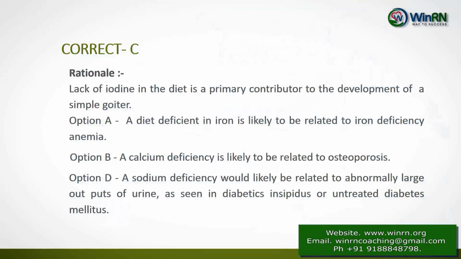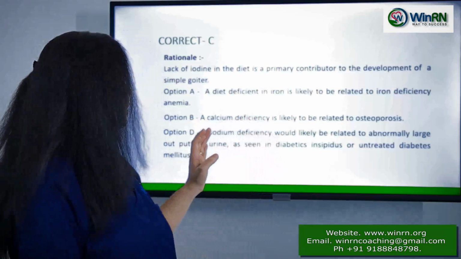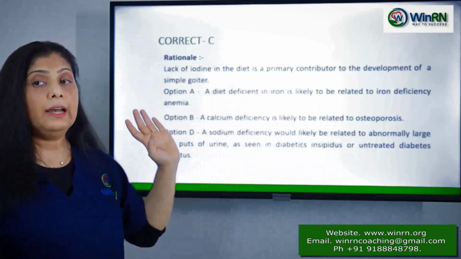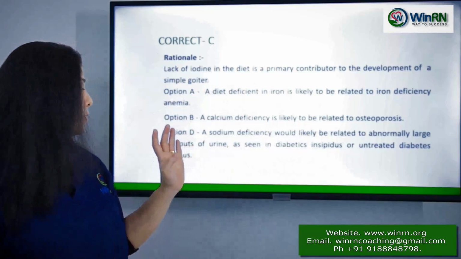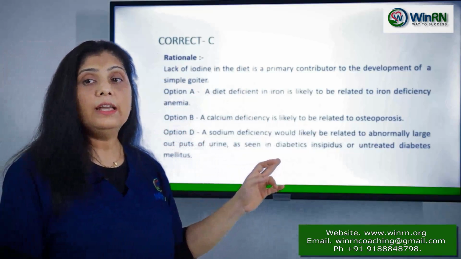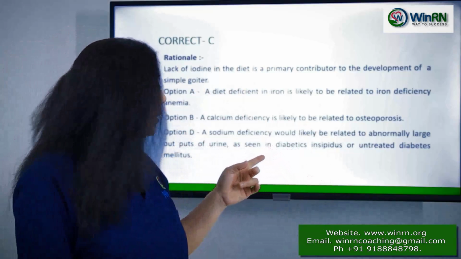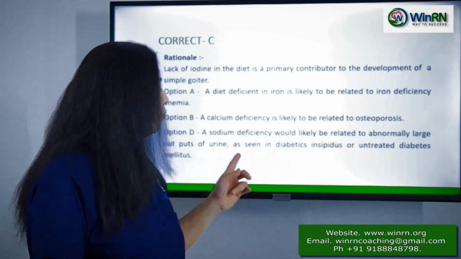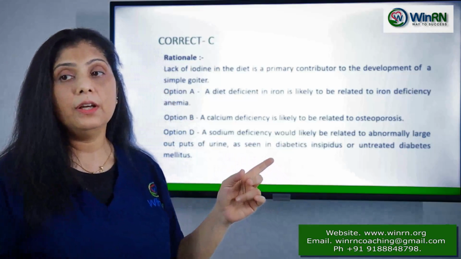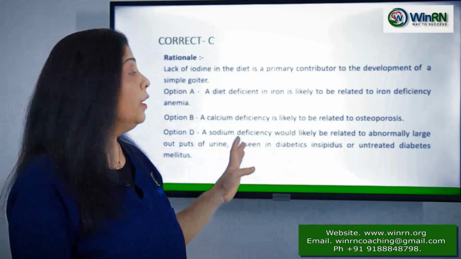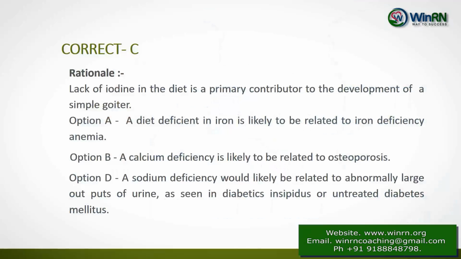Option A, a diet deficient in iron is likely to be related to iron deficiency anemia. Whereas option B, a calcium deficiency is likely to be related to osteoporosis. And option D, a sodium deficiency would likely be related to abnormal large output of urine as seen in untreated diabetes insipidus or diabetes mellitus. So these A, B, D options are incorrect. The correct one is option C.